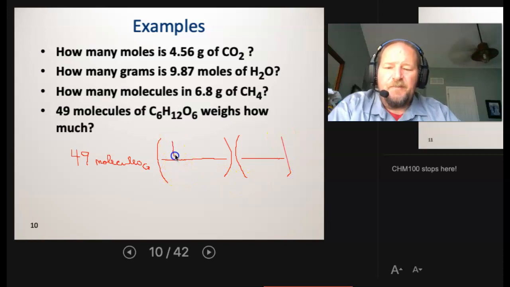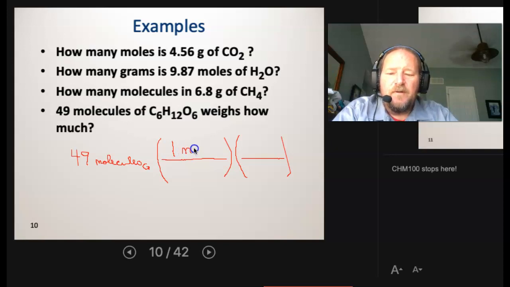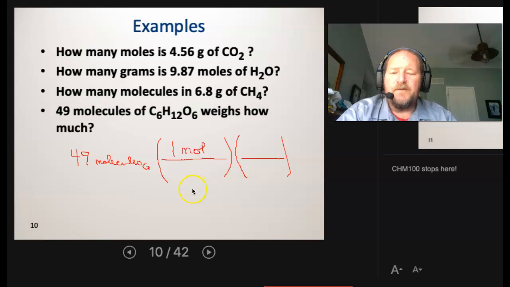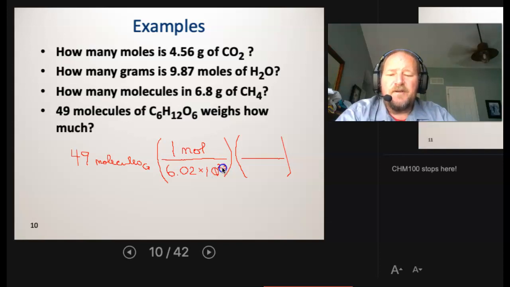All right, so the first thing we're going to do is get into moles. And so for every 1 mole of glucose, it's going to be 6.02 times 10 to the 23rd molecules. And of course we want mass, so that's going to be 1 mole is going to be 180.18 grams.